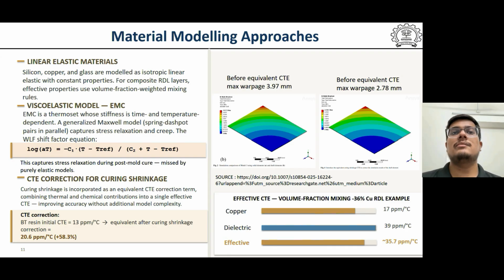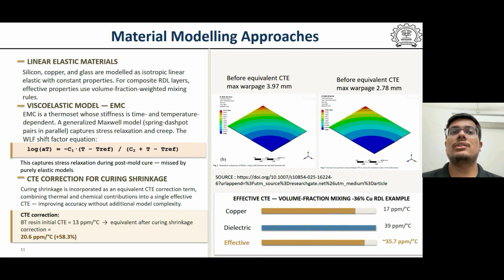The main complexity comes from the epoxy molding compound or EMC, which behaves viscoelastically. Its stress response depends on both strain history and temperature. To model this, a generalized Maxwell model is used, where multiple spring dashpot elements represent different relaxation times. It helps us to capture the stress relaxation during thermal cycling and post-mold cure. The temperature dependence is included using the WLF equation, which we can see in the slide, which shifts material behavior relative to a reference temperature.